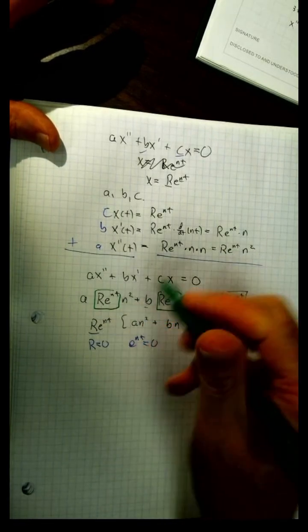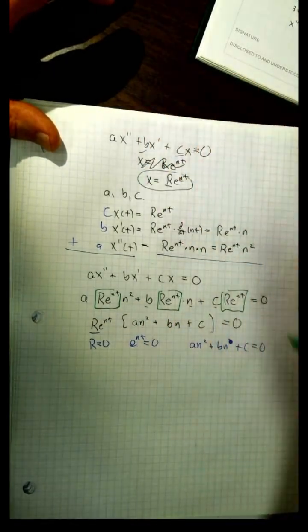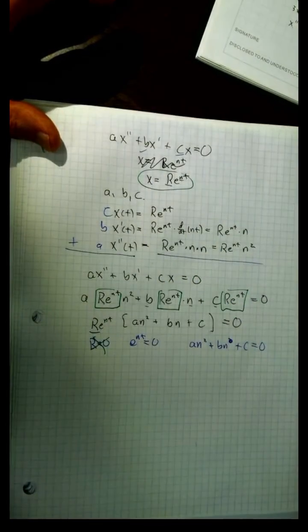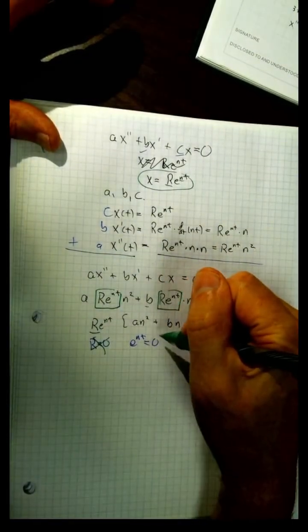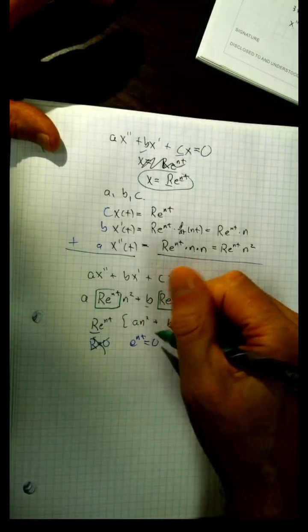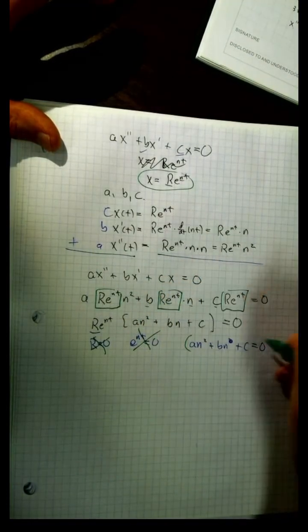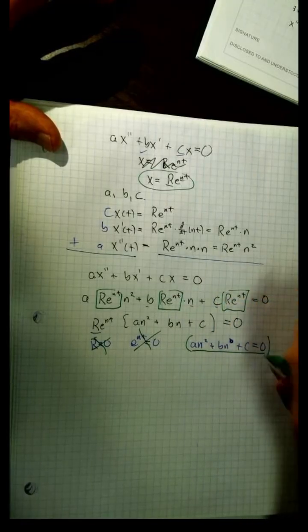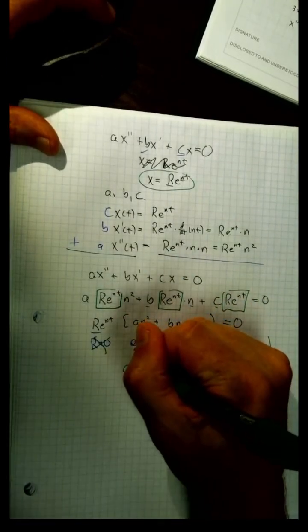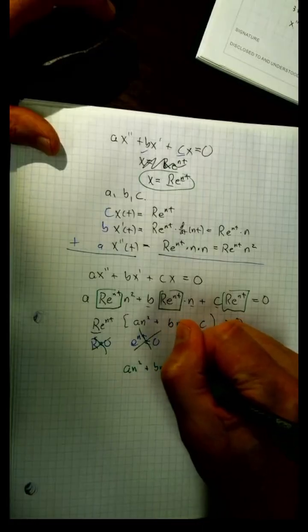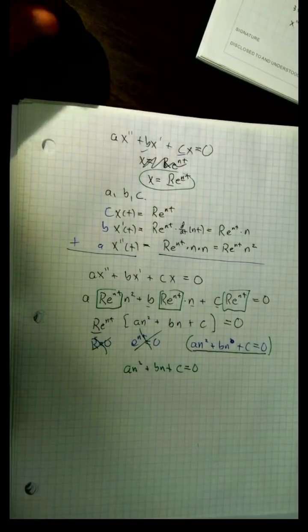I don't want r to be 0. If r is 0, that says x is 0, and that's not a solution. Exponential can't be 0. It's always got to be non-negative. So that can't be true. So I'm left with that. So if I have an squared plus bn plus c equals 0, life is good.